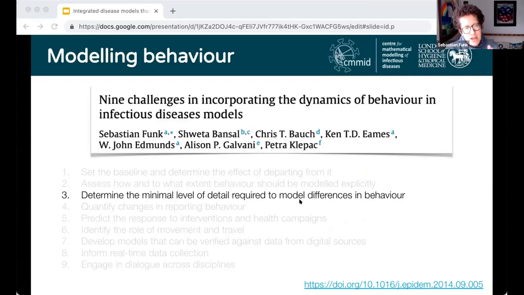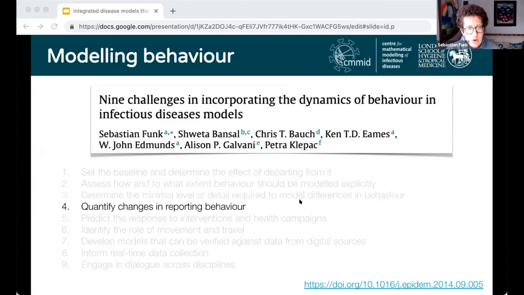We talked about this back then. We were trying to assess the minimal level of detail required to model differences in behavior. I don't have really much to add on this for COVID-19, especially because we haven't really got good models of behavior with respect to COVID-19. We're not very good, or haven't been very good, at predicting or modeling population level behavior. Whether this is easier or possible at a more detailed or individual level, I don't know, but it seems this continues to be an unanswered question.